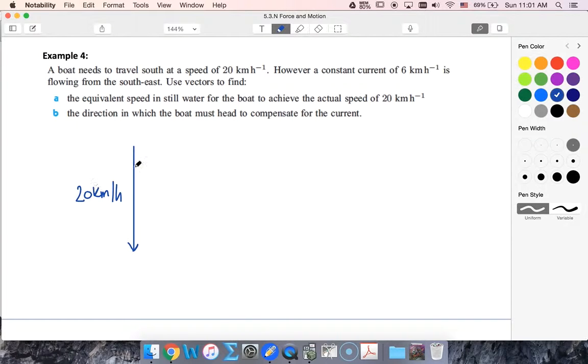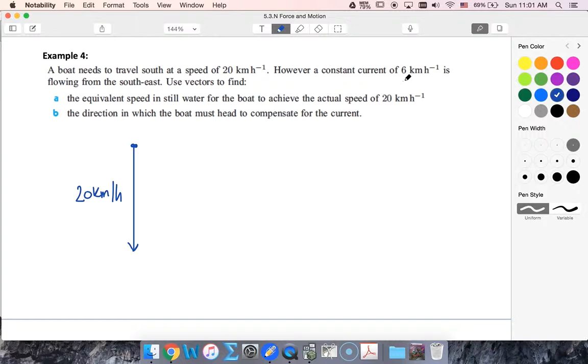So how many hours I go would dictate how far I actually went. But we're using this vector to represent how fast we're going and what direction. So this is our resultant vector. This is what we want to happen because that's what we need to do. So we want to start here and end down here.